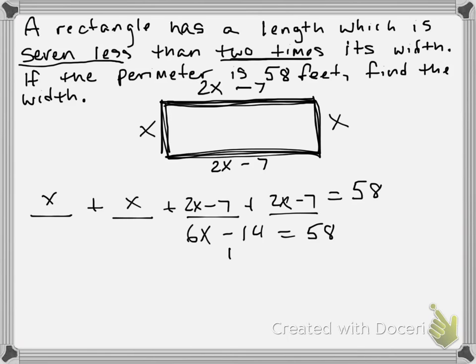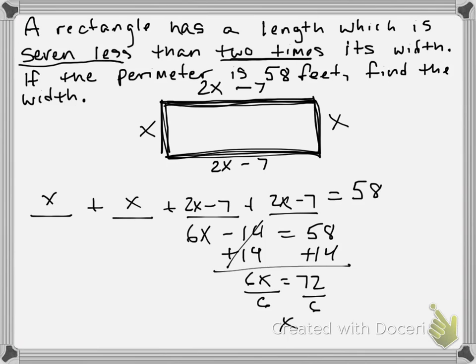Alright, looking to get x by itself, so I'll add 14 to each side here. Those are going to cancel, leaving me with 6x equals 72. I could divide both sides by 6, and x will equal 12.